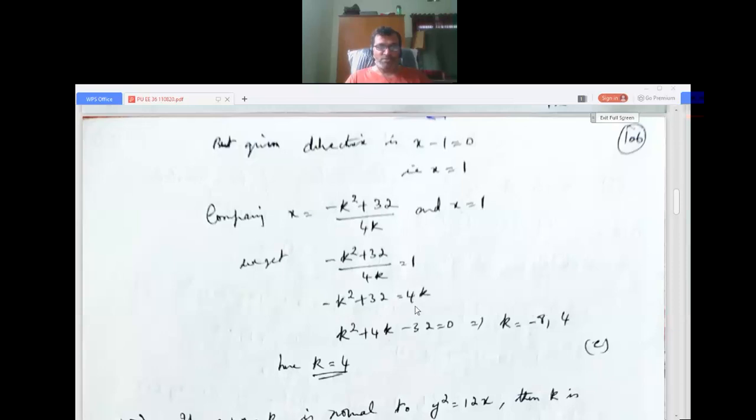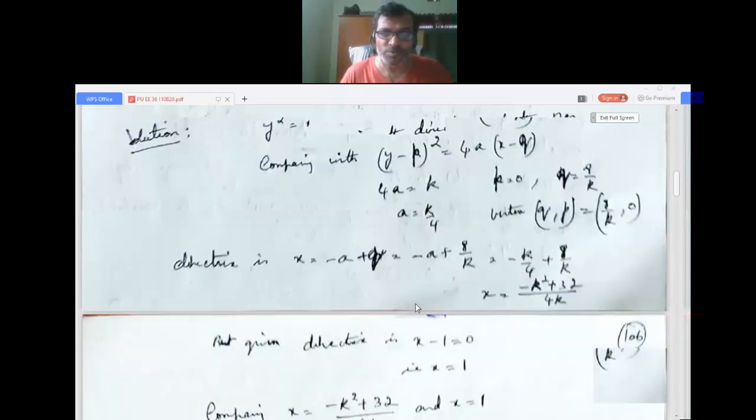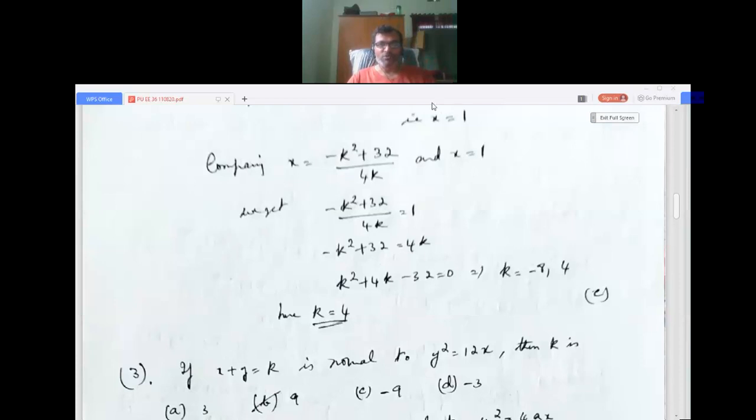So minus k squared plus 32 equals 4k. So k squared plus 4k minus 32 equals 0. So k is minus 8, 4. The k value minus 8 is not valid, we take 4. So the option is C. Very clear. So the option is C. I hope you have followed it.